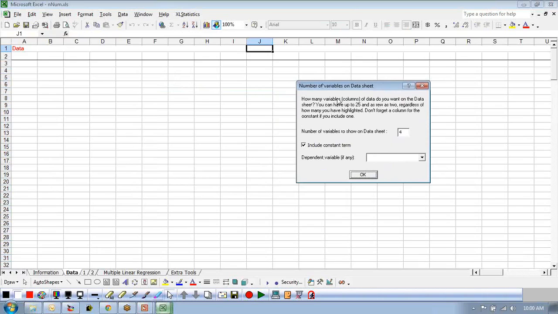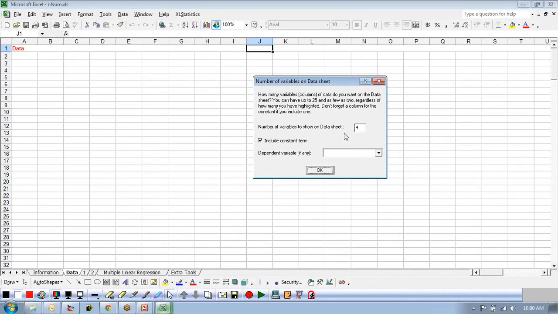So the first thing it's going to do is it's going to come up with this dialog box that says number of variables to show on data sheet. It says 4. Now we only have 3, so why is it saying 4? Well, in linear regression, you have to make an extra estimate for the constant. Remember, it's B0 plus B1x1 plus B2x2 plus B3x3, etc. And so it likes to put that additional thing in there.